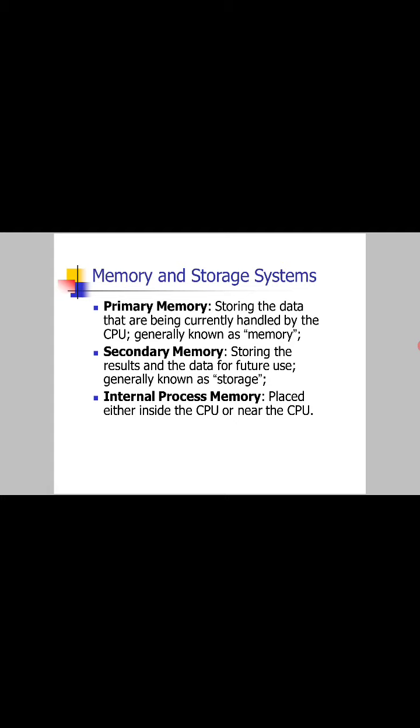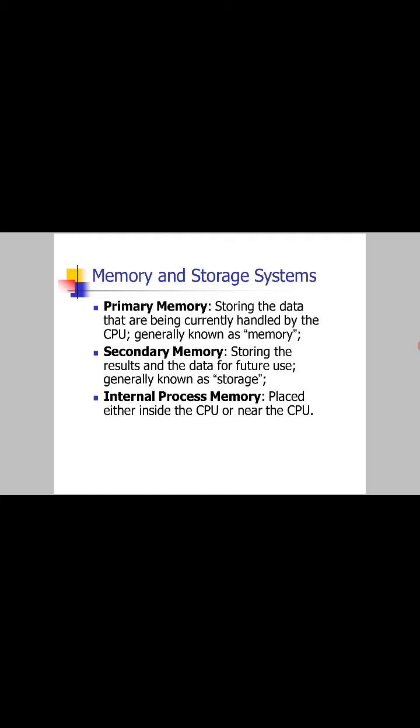There are many differences between these two memories. Primary memory is very costly, while secondary memory is cheaper. Primary memory is very high speed, while secondary memory is lower speed. Primary memory has limited capacity, while secondary memory has very large capacity. Primary memories are generally called volatile or temporary memories, whereas secondary memories are called permanent or non-volatile memories.